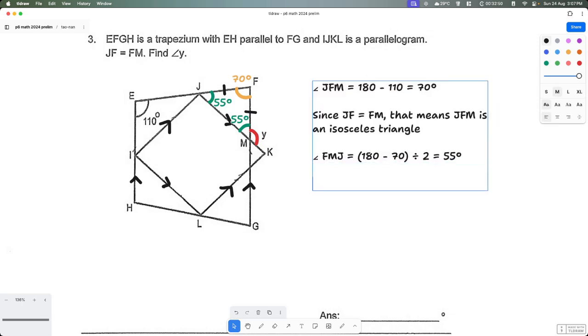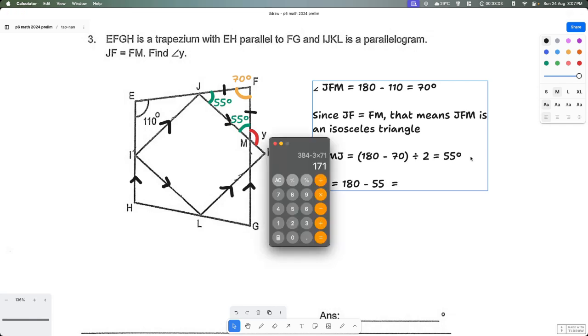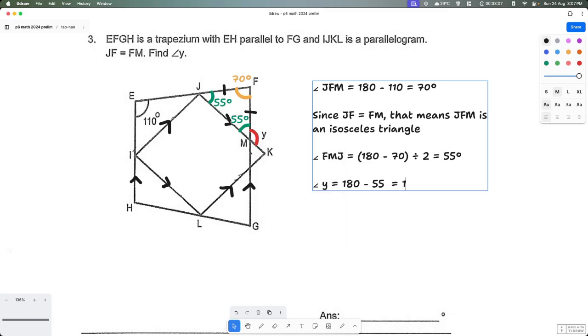Okay, so angle Y is equal to 180 minus 55. Okay, let's see what it is equal to. So 180 minus 55, 125. Okay, there you go, 125 degrees. Right, and that's the answer, 125. Okay, let's move on to the next question.